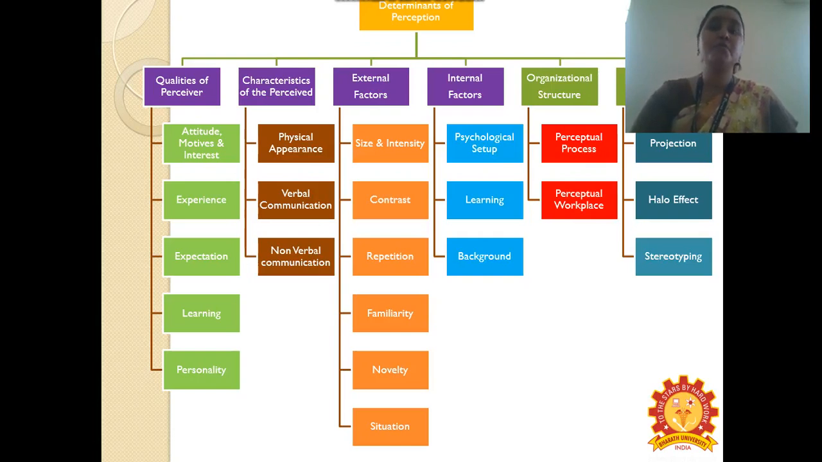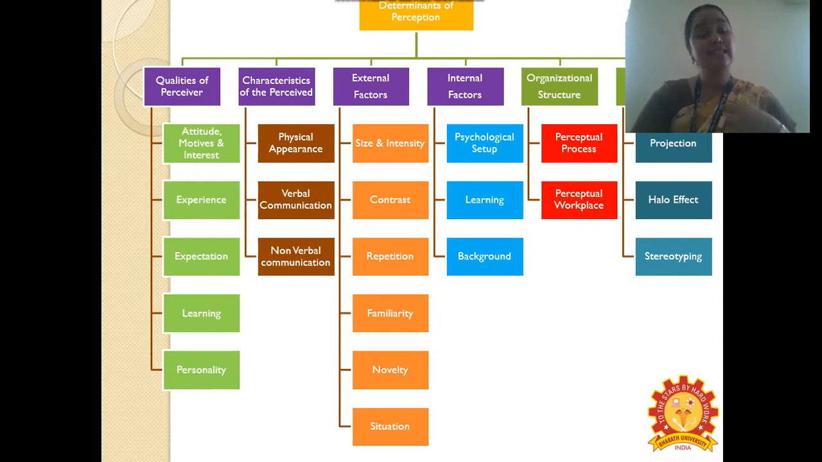individuals. Then perceptual workplace. What does this mean? The environmental conditions in the workplace, such as the noise, the lighting, the heat, the temperature, the ambience, everything is going to constitute perceptual workplace. So all employees may not perceive the same situation in the same manner. Some people may have a positive perception about the workplace, some may have a negative perception about the workplace. So perceptual workplace is an important factor.